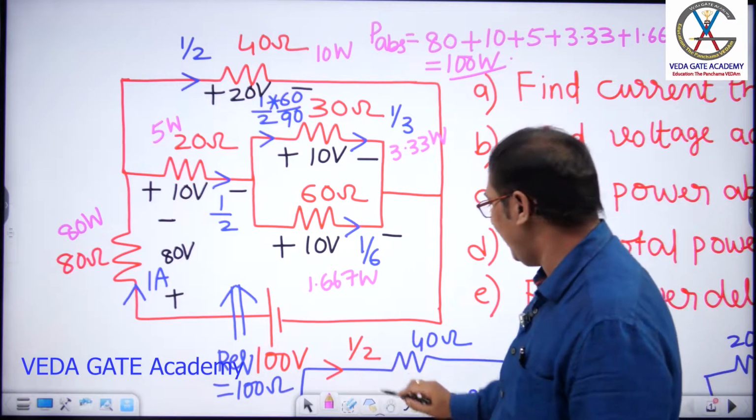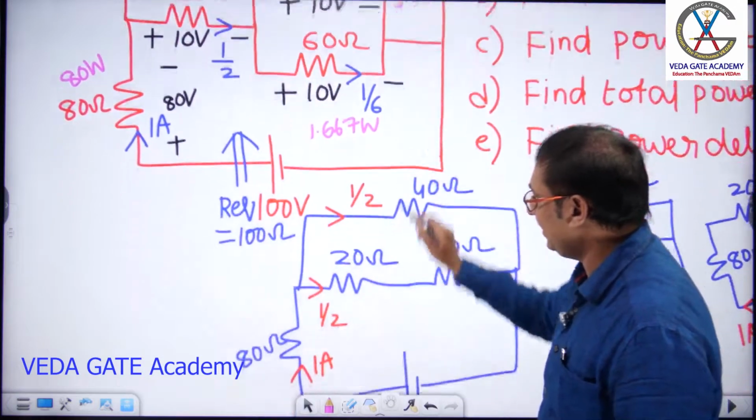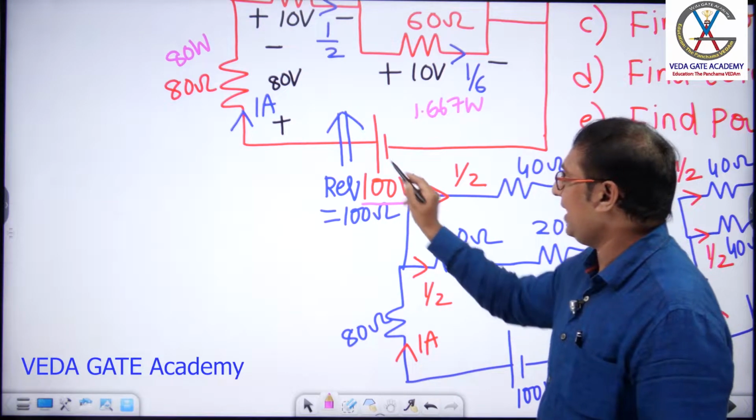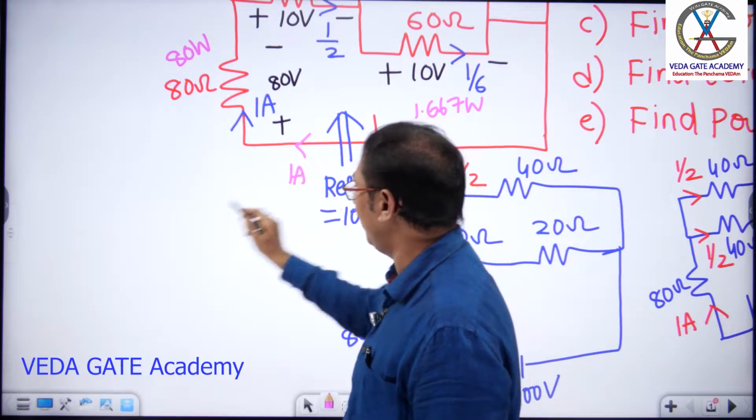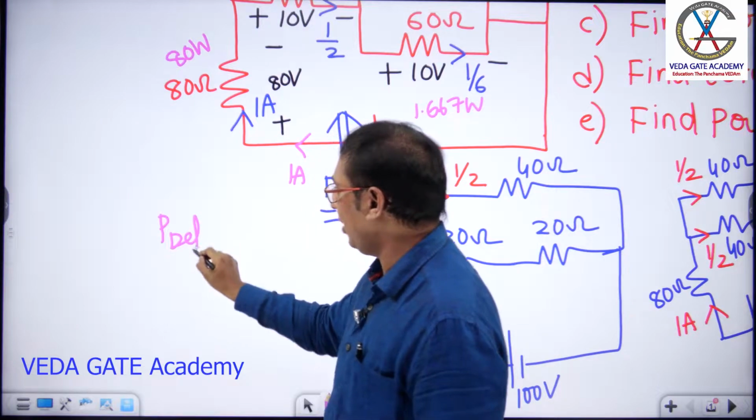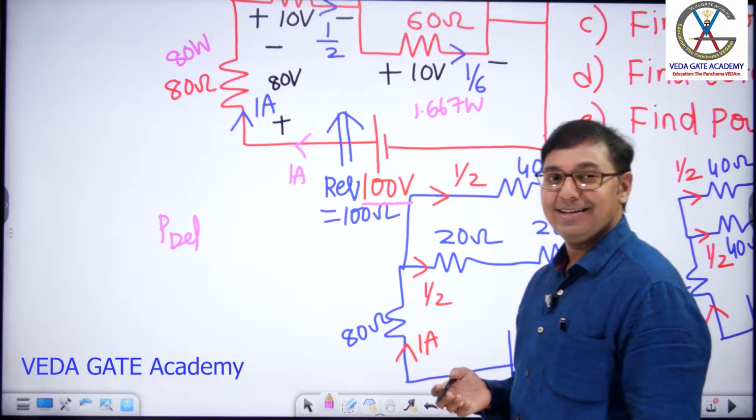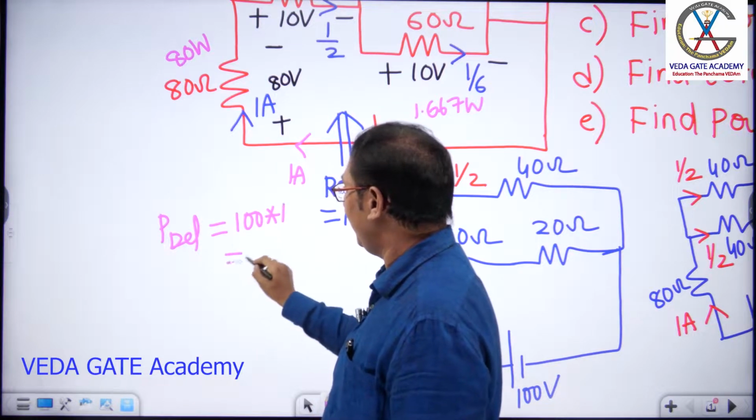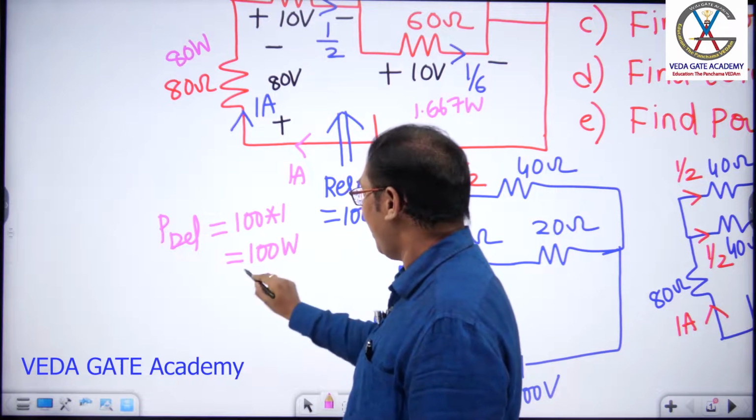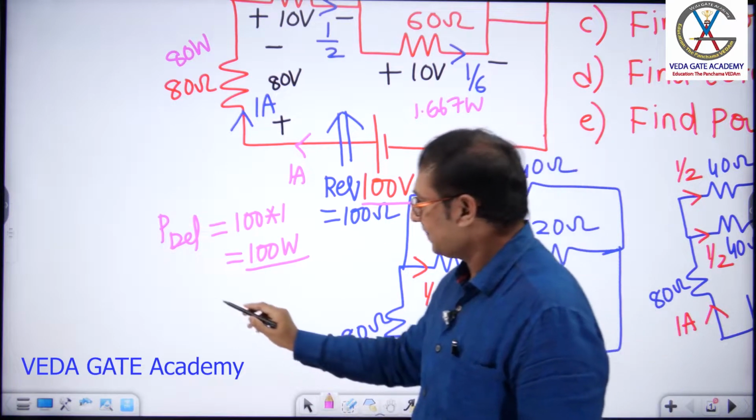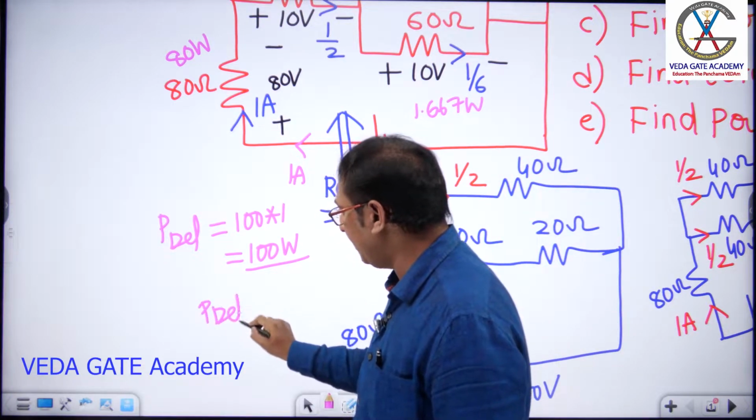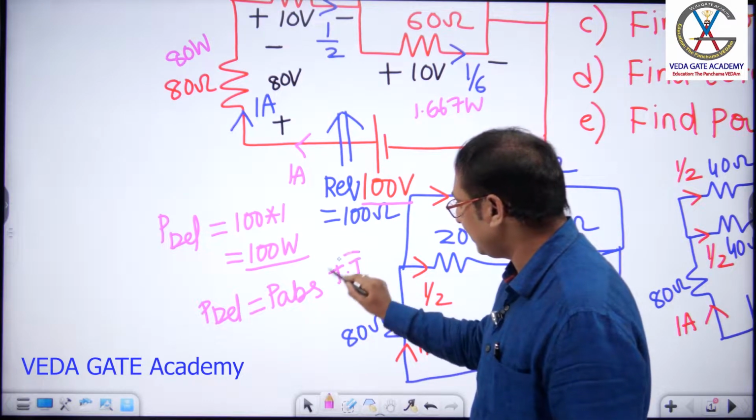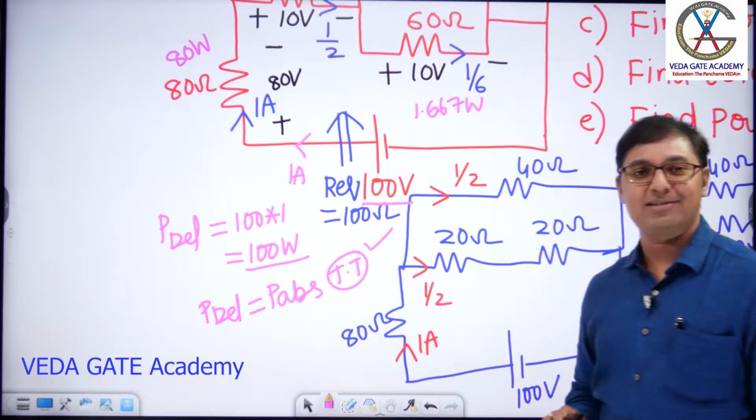Next, let us calculate the power delivered by the source. Voltage into current, sir. Current is 1 ampere. What is the power delivered by the source? Power delivered by the source is 100 into 1. How much, dears? It is simply 100 watts. Come on, engineers. Power delivered equals power absorbed. Tellegen's theorem is verified, not table tennis.